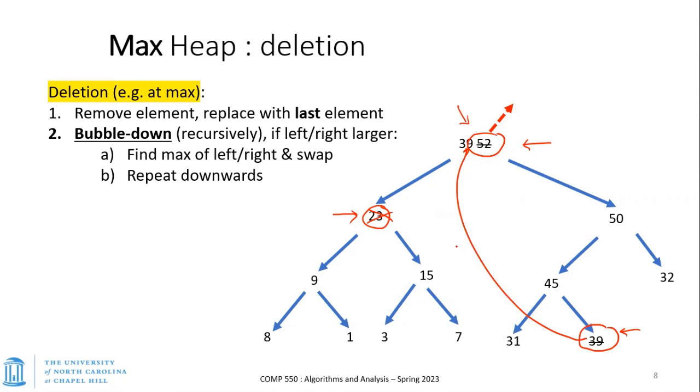You can think of different ways of doing the same process, doing the deletion, but we're just saying this is not the only way. So you need to make sure that there is a reason why we're using the last element of the array to replace the top of the heap or any element that we're deleting.